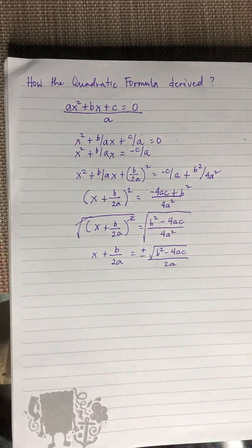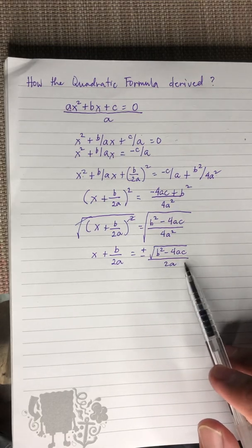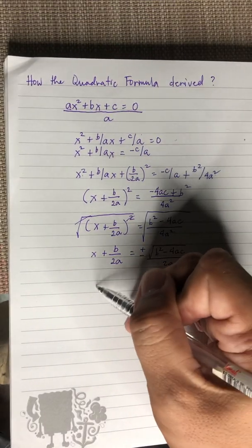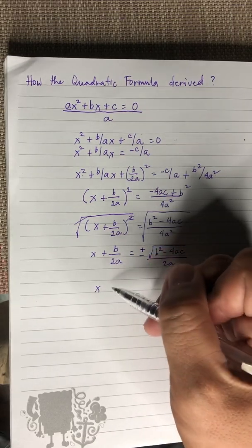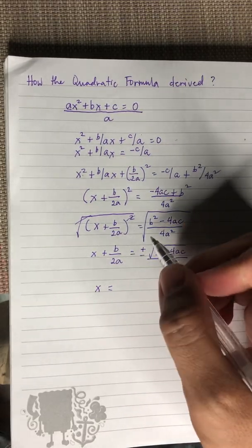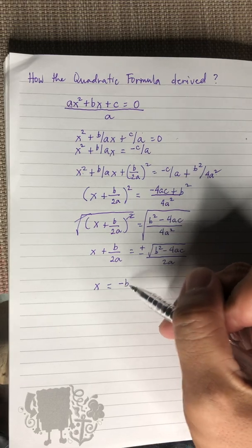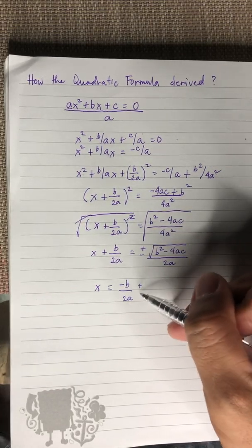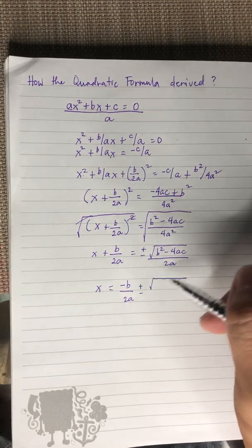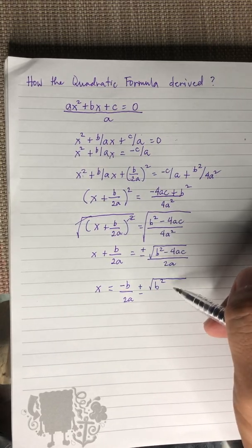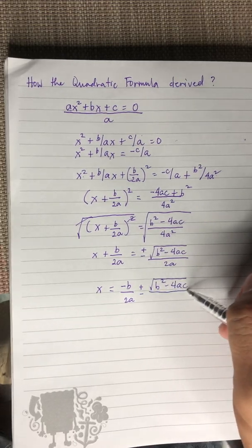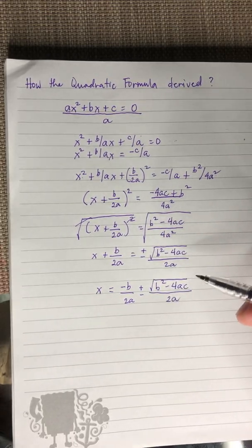And then what we're going to do is to transpose b over 2a to the right side of the equation. So this becomes x equals negative b over 2a plus or minus the square root of b squared minus 4ac all over 2a.